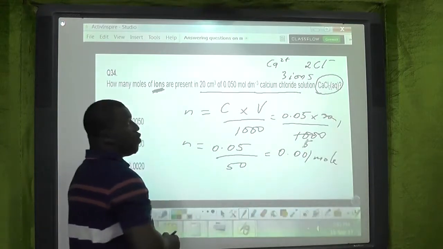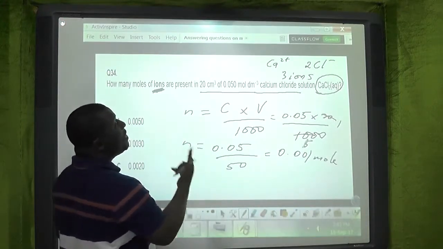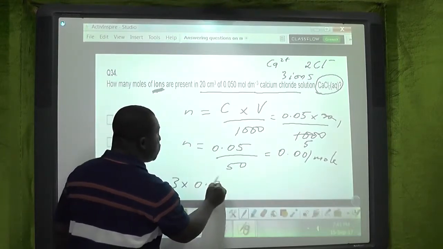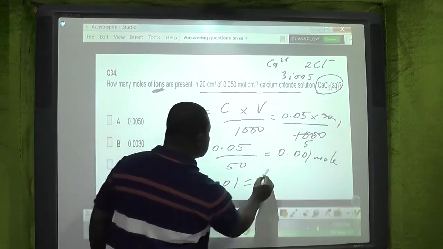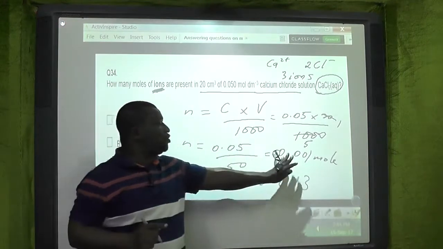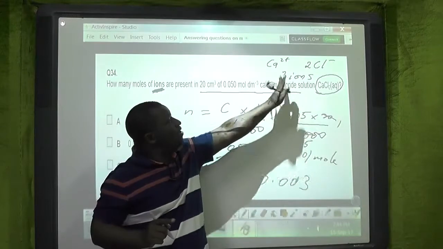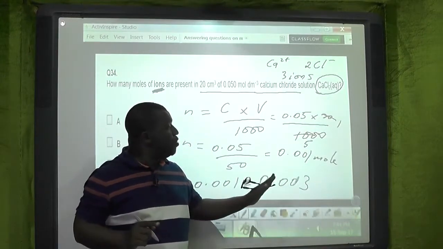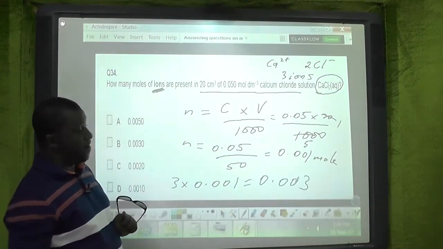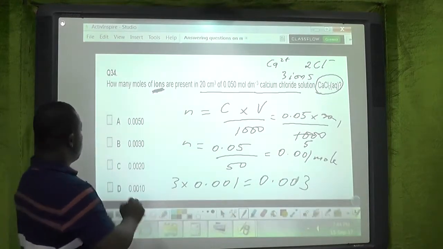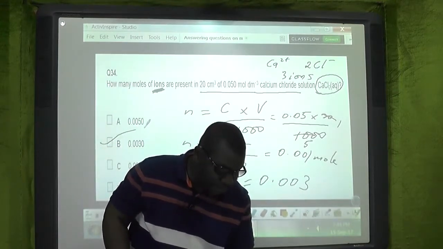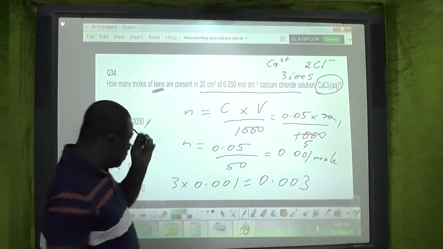So that's 0.001 mole, but it has 3 ions. So how many moles of ions do we get? That means 3 times 0.001, which is equal to 0.003, because each one is supposed to have 3 ions. So that is 0.003. Again, B, mashallah. Look at B again all the time. B again. Question number 35.